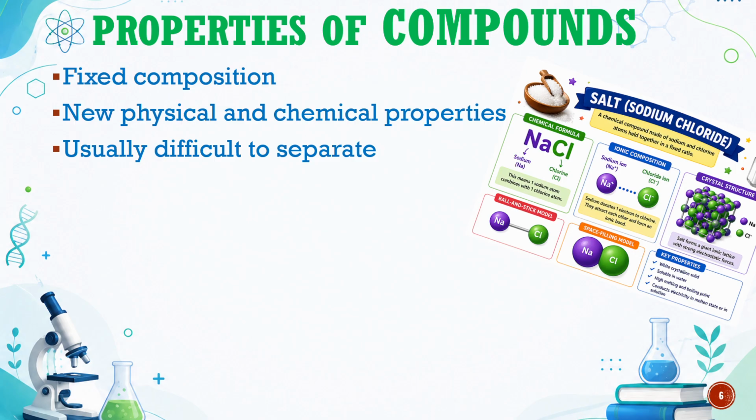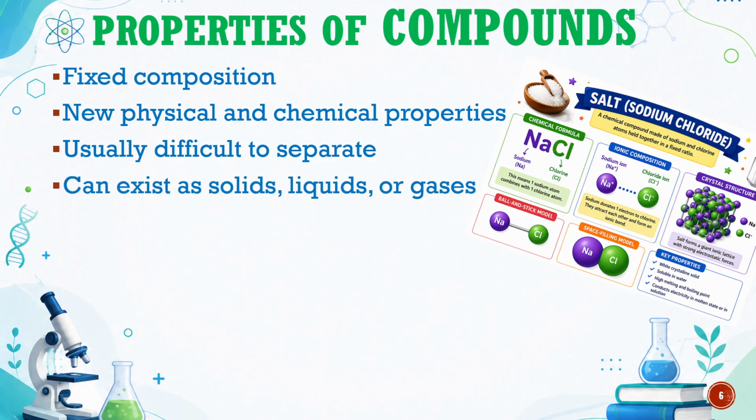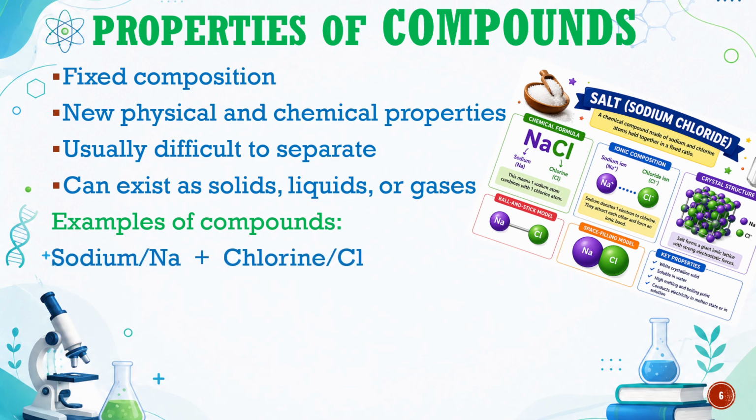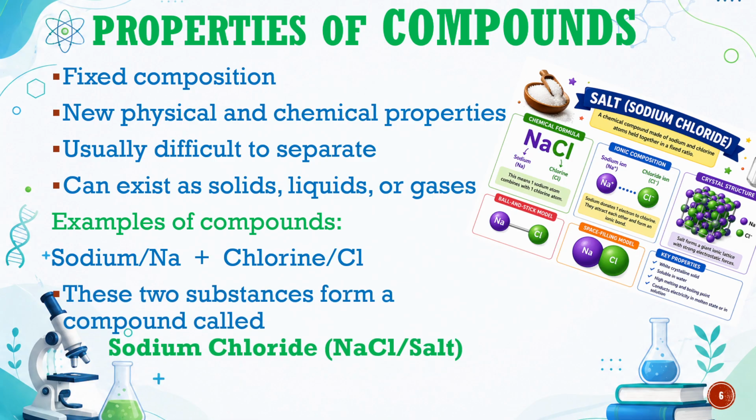As two different elements combine and a new substance is formed, that new substance, the compound, will have its own physical and chemical properties. They may not inherit everything from the original two elements that combined. And as compounds form by chemical bonding, they are difficult to separate back into their original elements. Compounds can exist as solids, liquids, or gases. Some common examples of compounds are sodium and chlorine joining together to form sodium chloride.